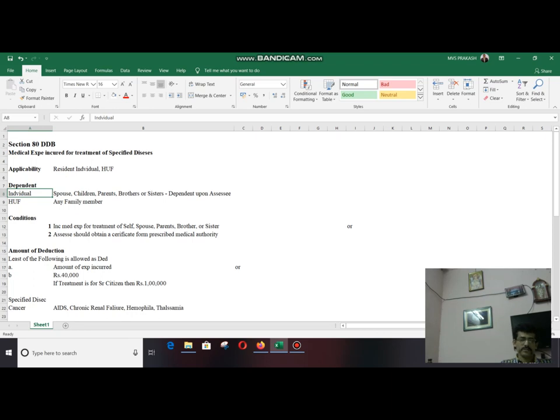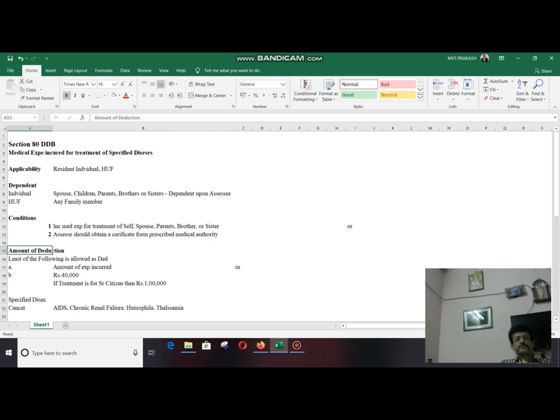Now, what are the conditions? First condition, medical treatment has to be incurred. Then, once the medical treatment is incurred, the second condition is prescribed authority. Same condition as 80DD. The SSC should obtain a certificate from the prescribed authority that either himself or the dependent or his family members are suffering or were suffering from something called a specified disease. If the condition is satisfied, he can take the amount of reduction.